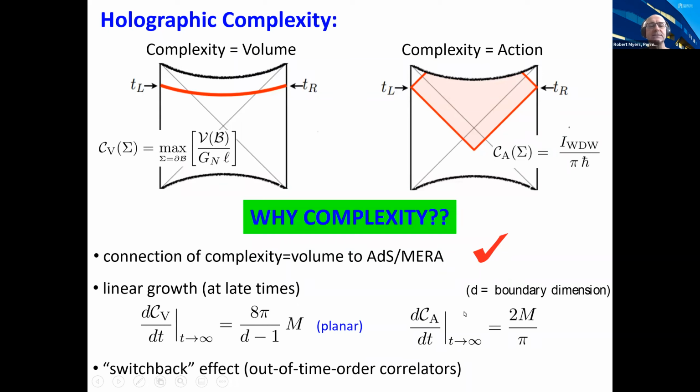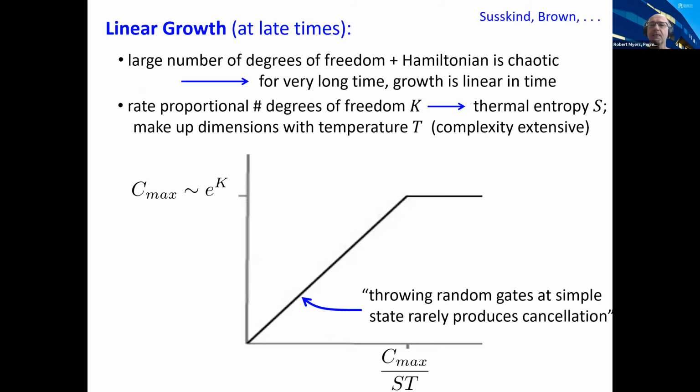And again, you'll notice a very qualitative idea. Another one is that irrespective of which choice I'm making here, as I push the times to late times, the time rate of change of the complexity is a constant, and that constant is proportional to the mass of the black hole or the energy in the system. Now, why would you think that is a reasonable behavior for complexity? Well, this is something that Lenny and Adam Brown and others argued, again, a qualitative argument. I have a system with a large number of degrees of freedom, a Hamiltonian that's chaotic or has a chaotic spectrum.